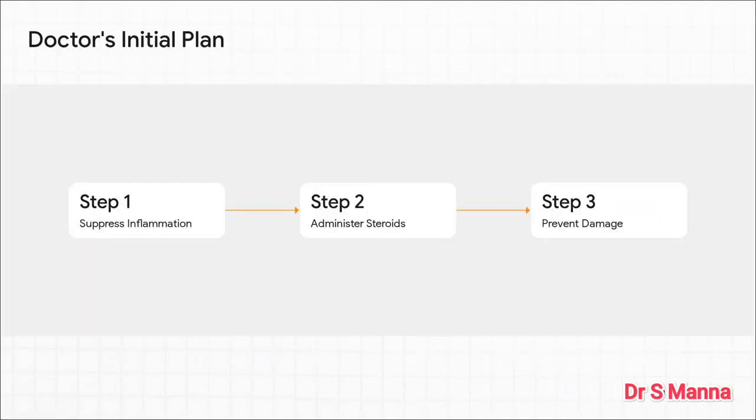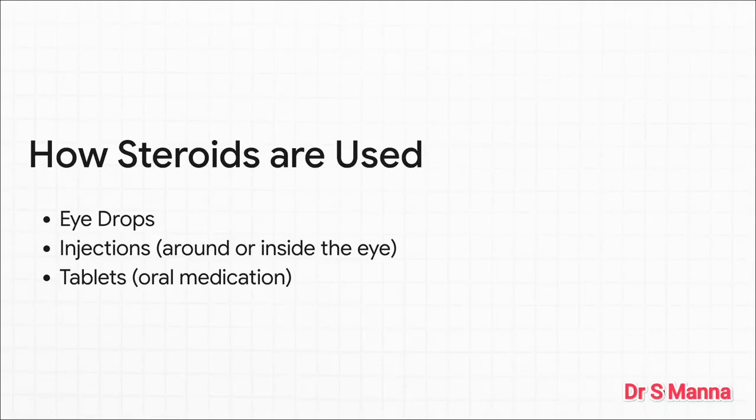So, your doctor's initial game plan is really logical and direct. Step 1, suppress the inflammation. And how do they do that? Well, that leads right into step 2, using steroids, which are really powerful anti-inflammatory medicines. And the whole point of both of those steps is to achieve step 3, prevent any lasting damage to your eye. Simple as that. Now, these steroids can be given in a few different ways, and your doctor will choose whatever is best for your specific case. It might be eye drops if the inflammation is at the front, or it could be injections, either around or sometimes even inside the eye, for inflammation that's more severe or just harder to reach. And sometimes you might need to take tablets or oral medication to treat your whole system.